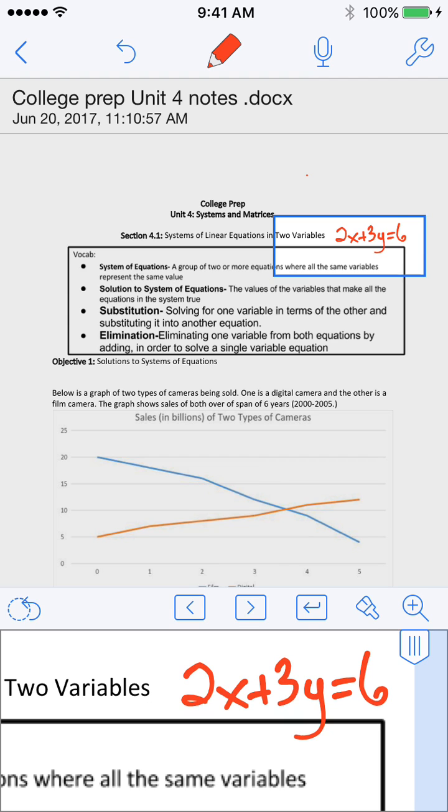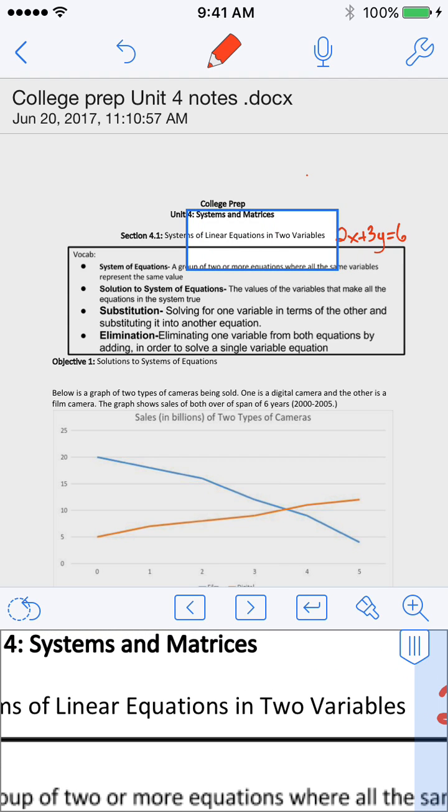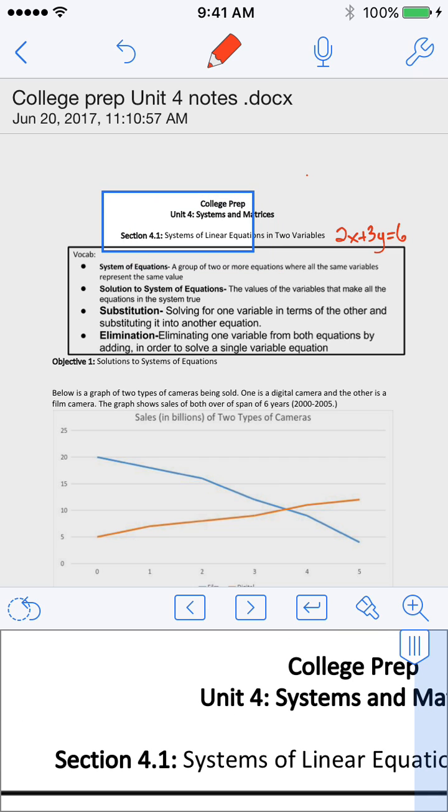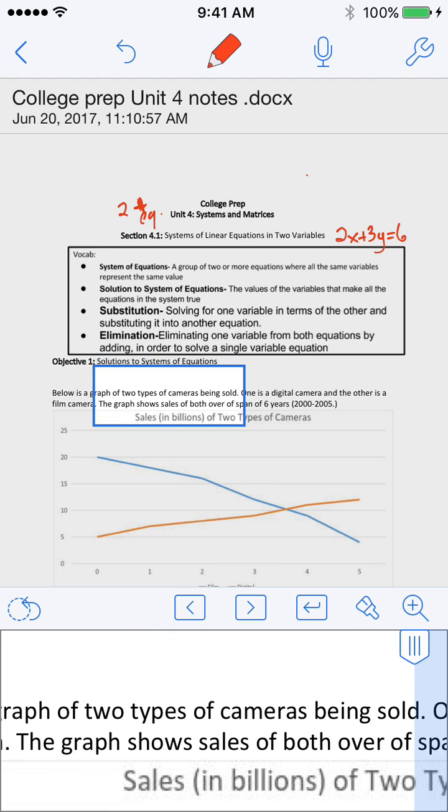Alrighty. But you may be wondering, okay, I know what linear equations are, but what is a system? A system just means two or more. So two or more equations, that's all it means. So I have two or more equations that are working together and where the x's and the y's are the same number. That's really all I'm working with. So it's just two or more.